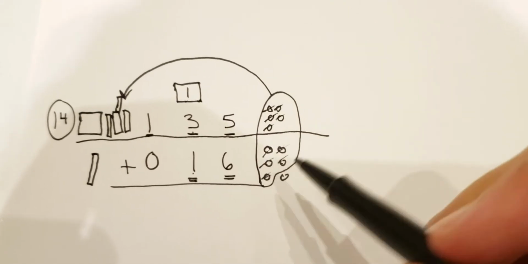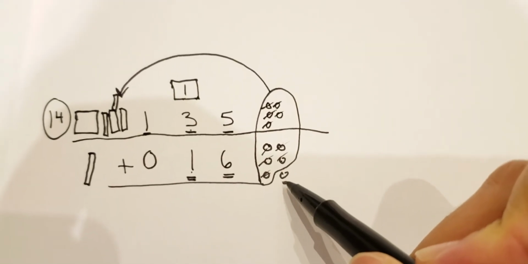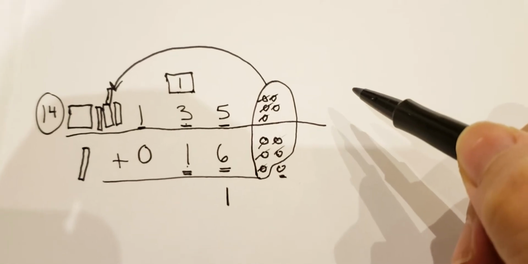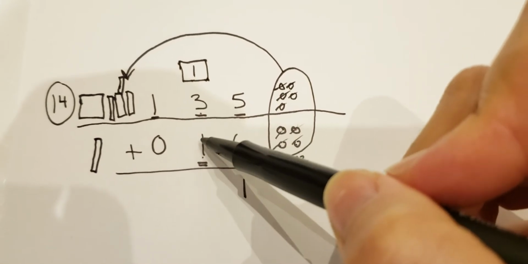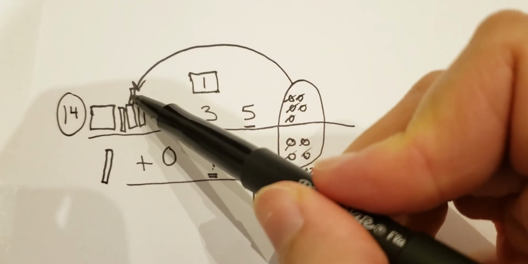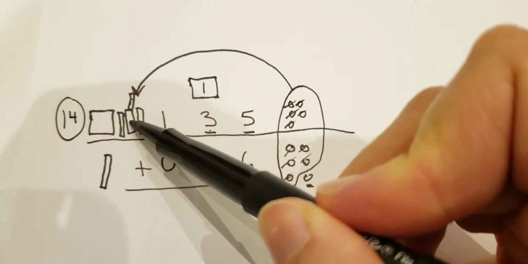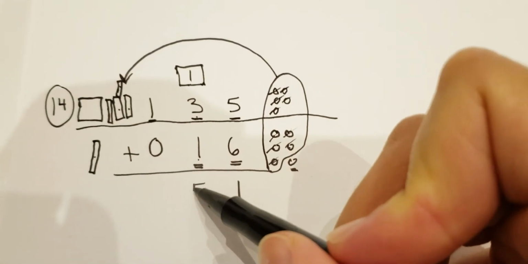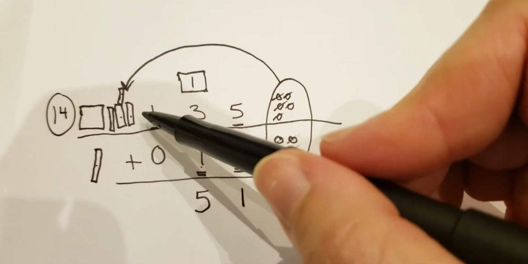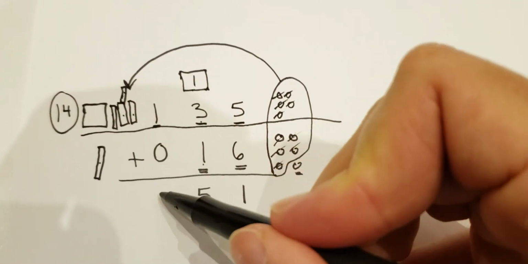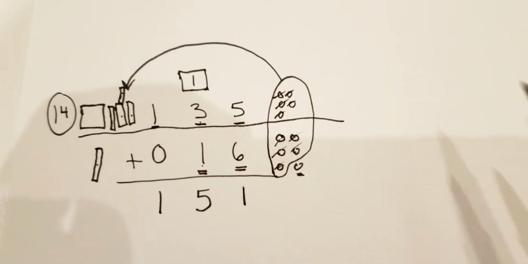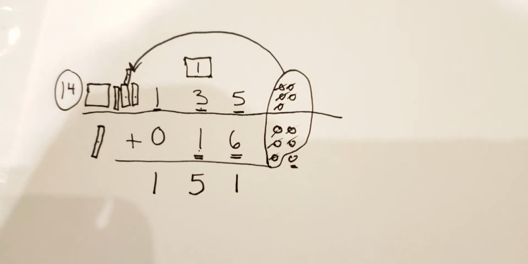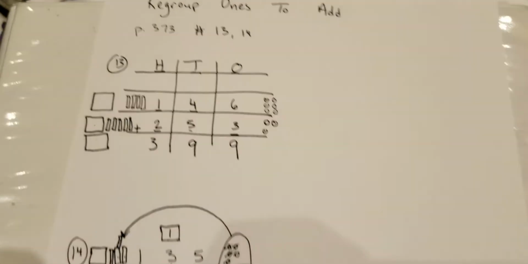Okay, so how many ones are left over? We have 1. Okay, now we add our tens place value. 1 plus 3 is 4, plus 1 more is 5. We can also count from our picture here. 1, 2, 3, 4, 5. And how many hundreds? 100 plus 0 hundreds makes 1. So 135 plus 16 equals 151. Okay? So that is how we regroup ones to add.